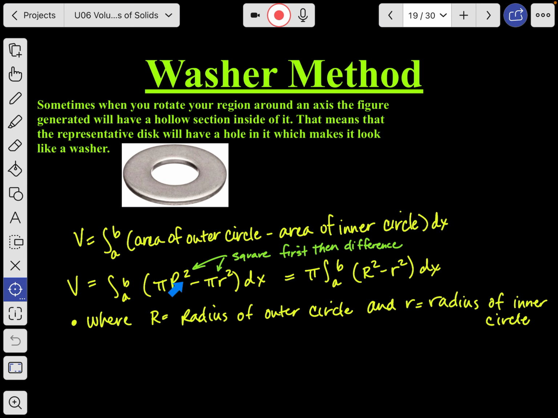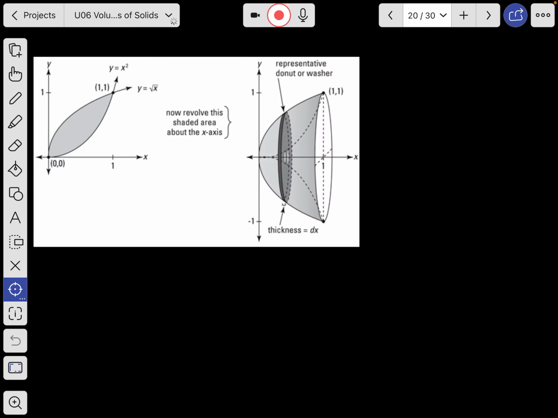And so it's going to be pi R squared, where big R represents the bigger circle, minus pi r squared, with the little r representing the smaller circle. We've got to square the radii and then take the difference, dx. And so if you factor out the pi, it's just going to be pi times the integral from A to B of R squared minus r squared dx, where capital R is the outer circle and little r is the inner circle.